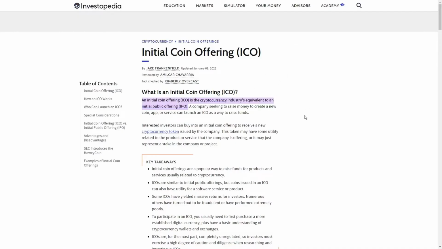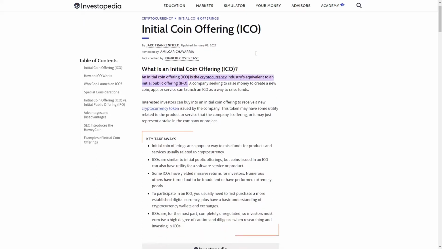So to understand what a security is, we first need to develop our understanding of what an initial coin offering is, also known as an ICO. So what is an initial coin offering? An initial coin offering, also known as an ICO, is the cryptocurrency industry's equivalent to an initial public offering (IPO). This is something that's traditionally done over in the stock market. A company seeking to raise money to create a new coin, app, or service can launch an ICO as a way to raise funds.